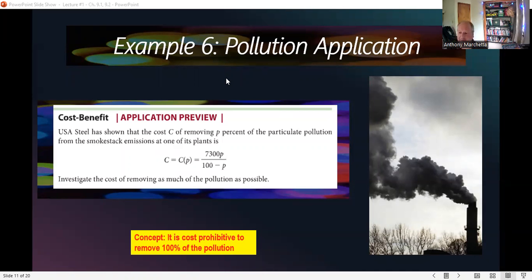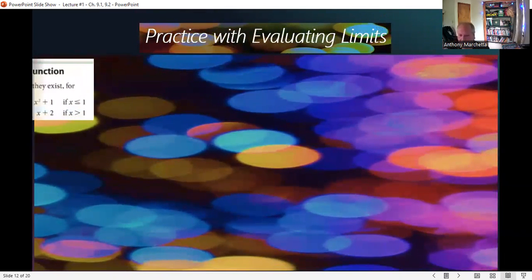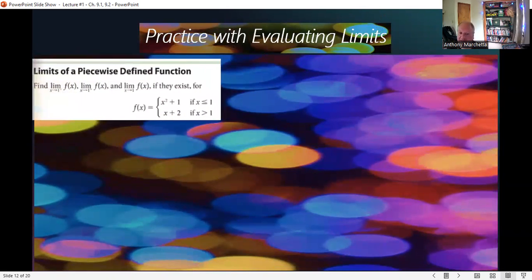So that's example 6. And try to remember, friends, when you see P and you're approaching with a percent, you're usually approaching 100 in the limit. All right. Here now we're going to talk about evaluating limits.